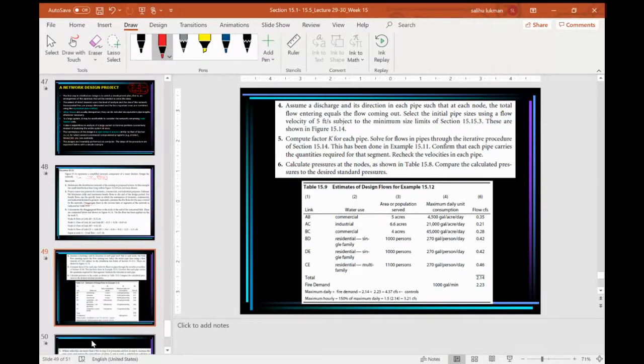So select the initial pipe size using a flow velocity of 5 feet per second. You remember in the design velocity, it should be 2 to 5, isn't it? 2 to 5 feet per second, which corresponds to 0.6 to 1.5 meter per second. Okay, so here we are selecting velocity to be 5 feet, subject to the minimum size limits. Okay, you remember for main pipe, we mentioned that the minimum size is 12 inch. Okay, for the main pipe.